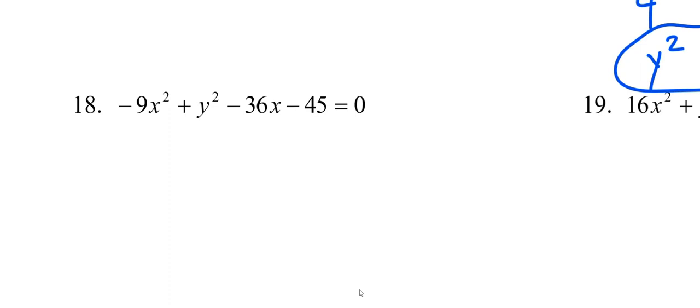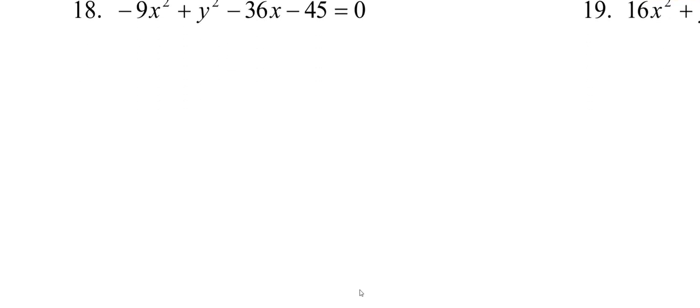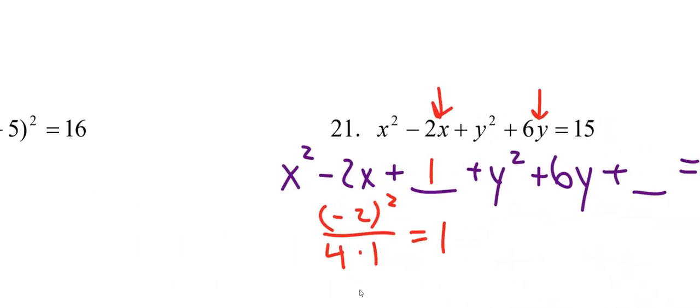18, I would just complete the square for x. I would not complete the square for y. There's no linear y term. Exactly. That would be an example of a linear term. Well said.